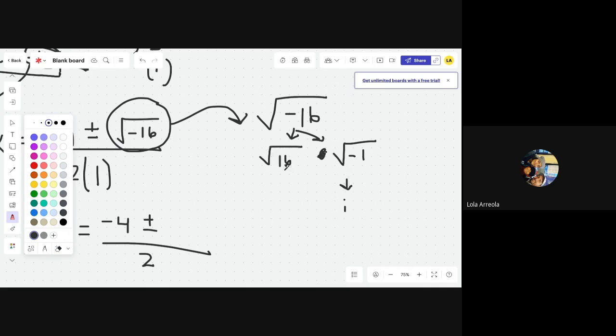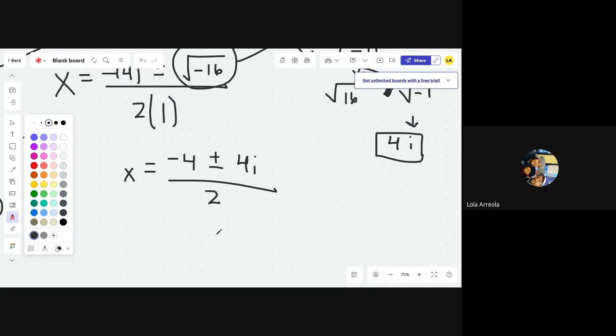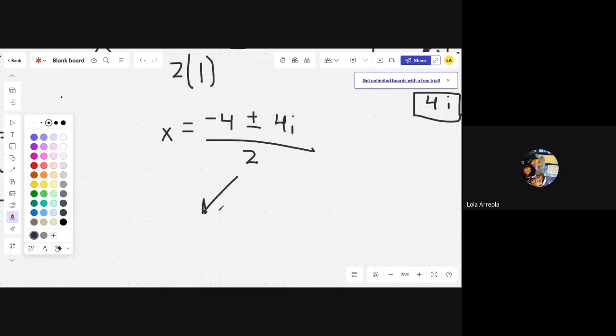Okay, now I can simplify this side. What's the square root of 16? Oh, that is 4. So the square root of negative 16 is just equal to 4i. Okay? And then x is equal to negative 4 plus or minus 4i, over 2. So that is two separate solutions.